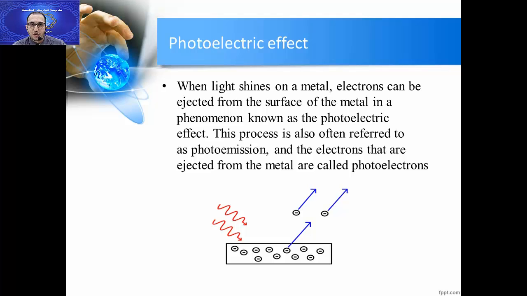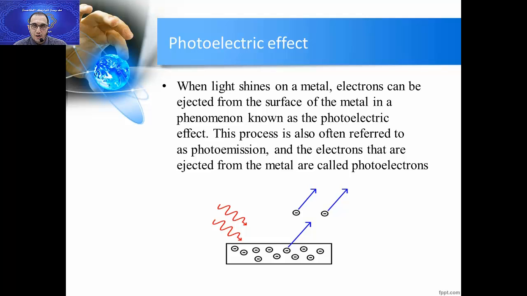As I told you, the word photo means light. So when the light is incident on a metal, this light tries to eject electrons from the surface of the metal. This phenomenon is known as photoelectric effect. This process is also often referred to as photoemission, and the electrons that are ejected from this metal are called photoelectrons.